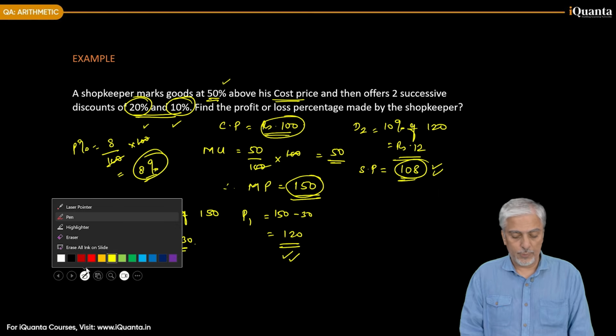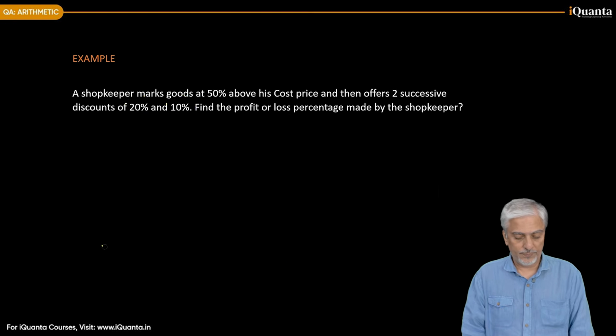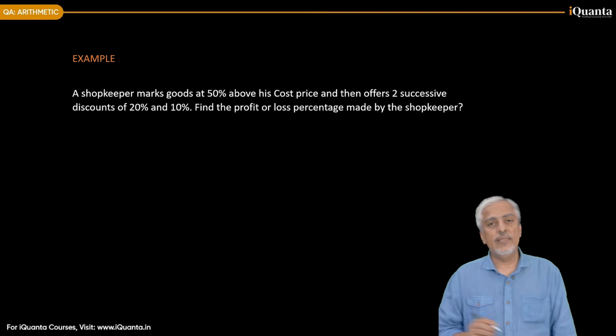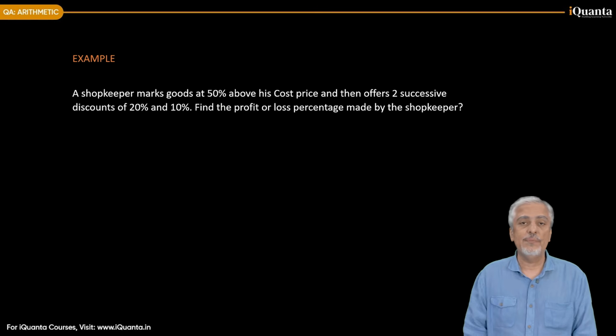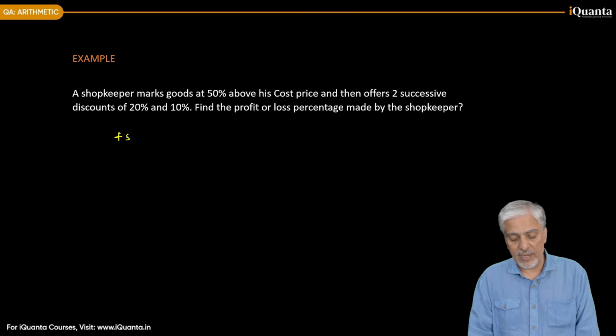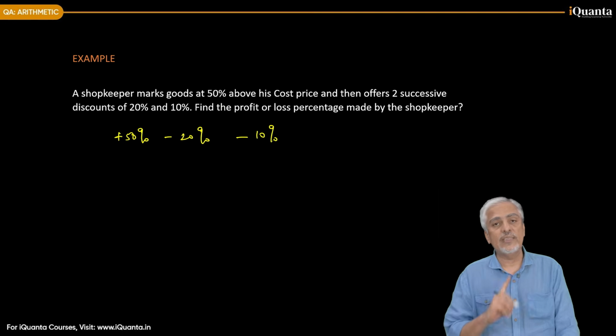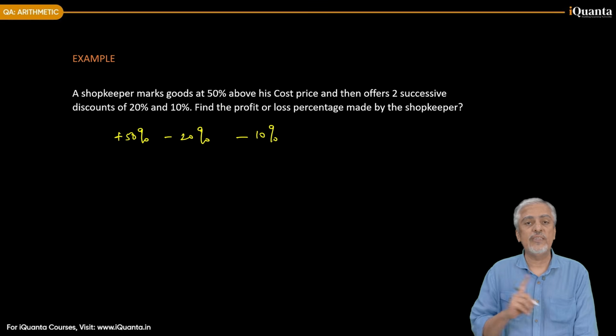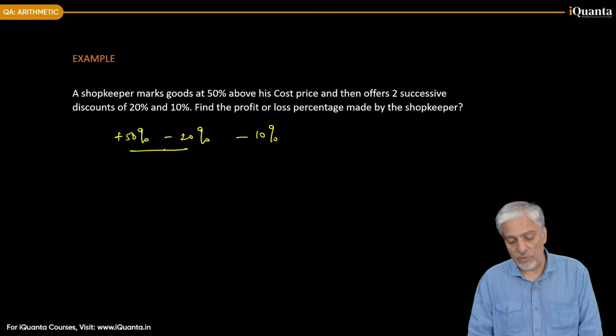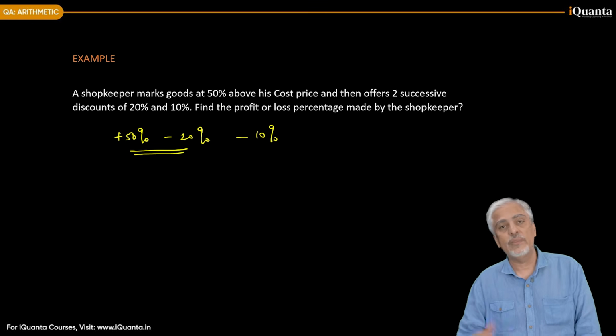What could be the other approaches to do this question? Pay attention. The other approaches can be from successive percentage change. We've learned this concept before. I'm going to increase by 50%, then decrease by 20%, and then again decrease by 10%. I had explained even in that concept that you should never do successive percentage for 3 things together. Finish 2 of them, get the answer, and then do the answer with the third one.